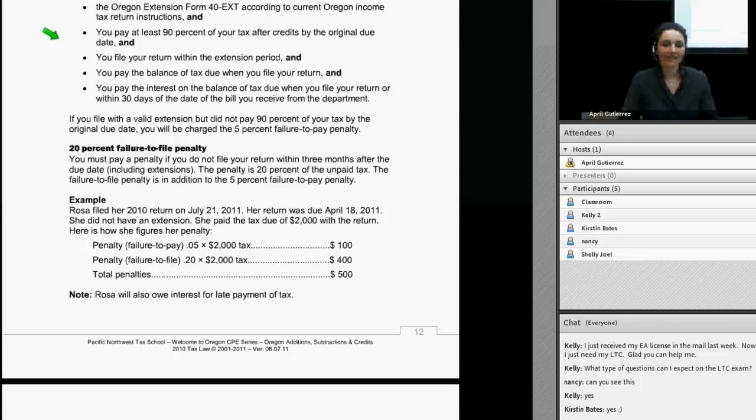Now watch out. 20% failure to file penalty is next. You must pay a penalty if you do not file your return within 3 months after the due date, including extensions. The penalty is 20% of the unpaid tax. The failure to file penalty is in addition to the 5% failure to pay penalty. So what this is saying is, at the 3-month mark, the penalty is 25%.